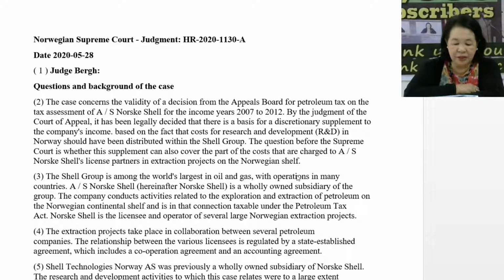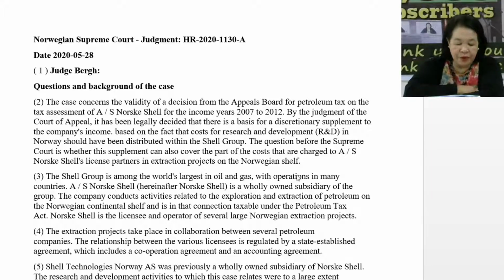So the Shell Group is among the world's largest in oil and gas, with operations in many countries. AS Norske Shell, hereinafter Norske Shell, is a wholly owned subsidiary of the group. The company conducts activities related to exploration and extraction of petroleum on the Norwegian continental shelf and is in that connection taxable under the Petroleum Tax Act. No? Kasi bakit? May Petroleum Tax Act sila sa Norway. Norske Shell is the licensee and operator of several large Norwegian extraction projects. So when you make an analysis, pag nakita mo na licensee siya, so there is already intangible. That's why intangibles are very important.